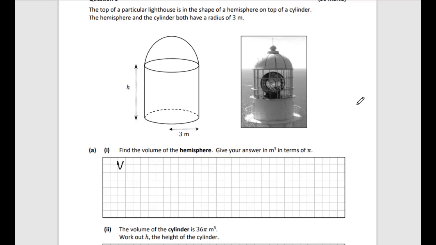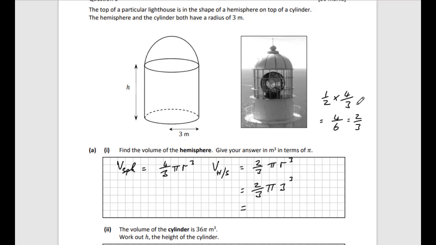Okay, so the volume of a sphere is 4 over 3 pi r cubed. So that means the volume of a hemisphere would be half that. If you take a half of 4 over 3, that's 4 over 6, which is 2 over 3. So really we're looking at 2 over 3 pi r cubed. The radius is 3, and we've got to cube that. So our answer there is 18 pi, and that's meters. This is volume, so it's meters cubed.